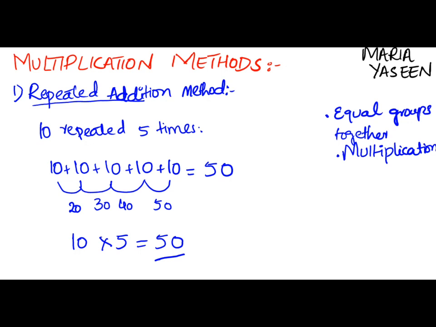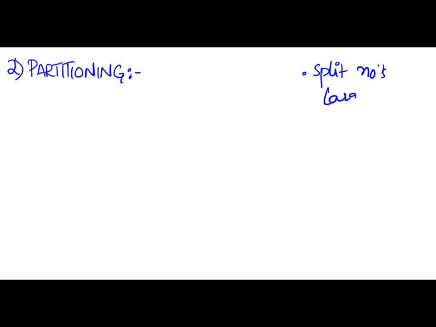So let's move to the next method of multiplication. This is called the partitioning method. Okay, so this partitioning method involves, as the name indicates, partitioning. So we split the numbers. These numbers are large numbers. So we split these large numbers into smaller numbers.